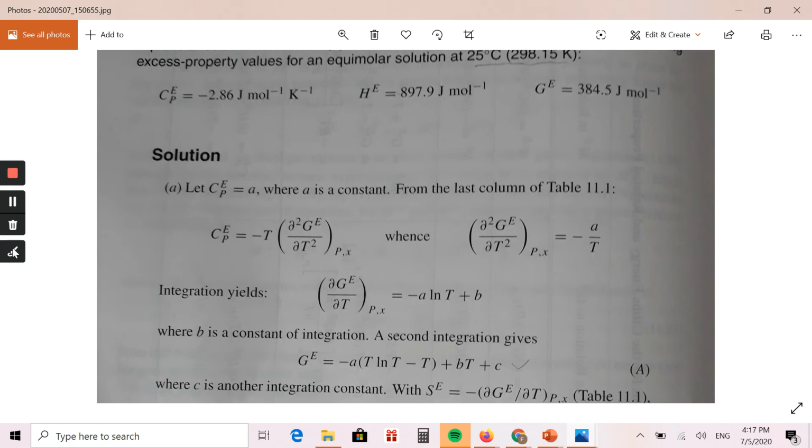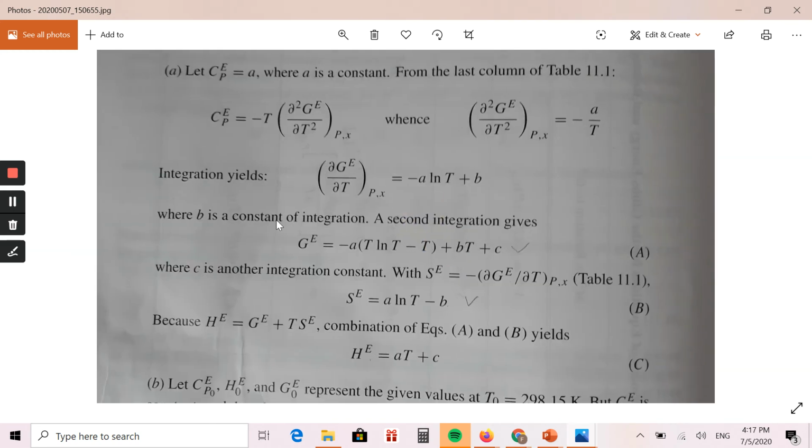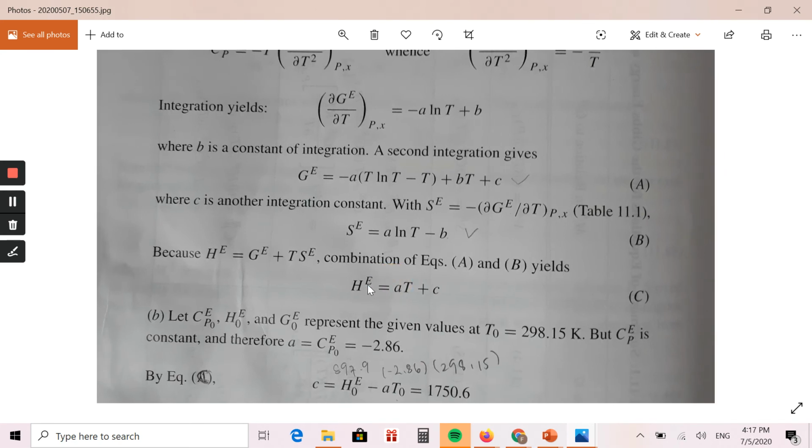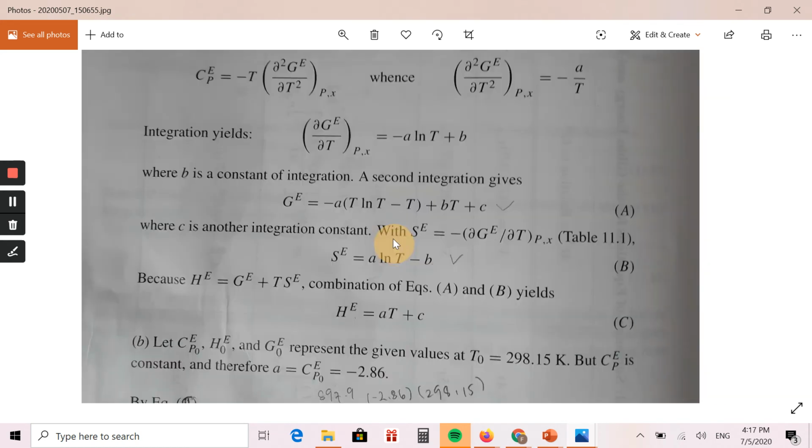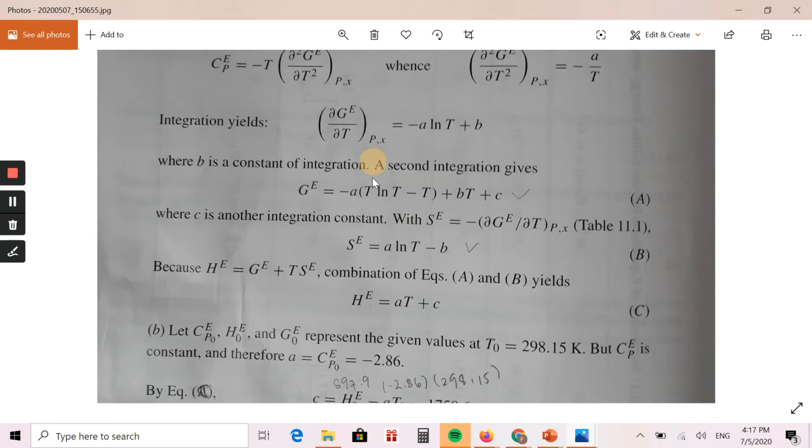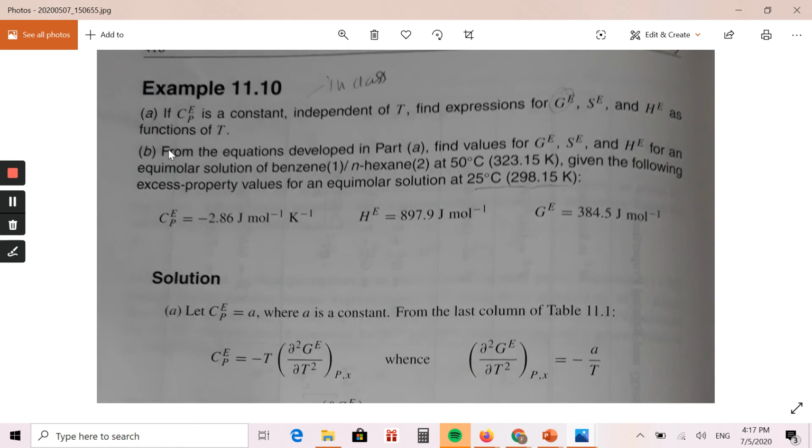So what you have to do is basically integrate, a double integration, a second integration, so you will get this, and then there is another constant, so you have constant A, constant B, and constant C. All right. And since you know that H is equal to G plus TS, you combine A and B and you get this equation, you get the C equation. Okay, so basically this is the derivation of the general equation, or the general expression.